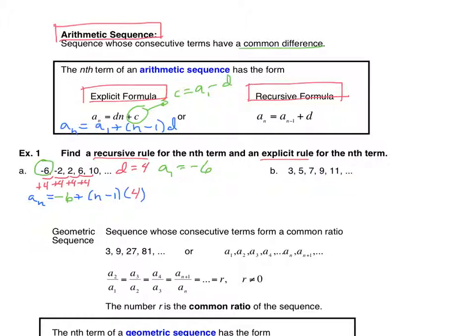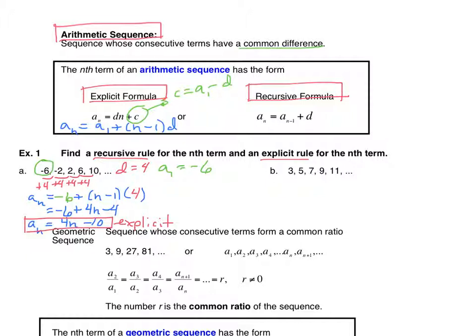So we're going to distribute that 4. So we get negative 6 plus 4n minus 4. And then finally, our rule for A sub n is 4n. The negative 6 and the negative 4 gives you negative 10. And so this is explicit. So you do need to simplify it.